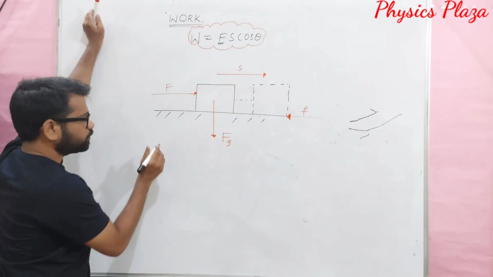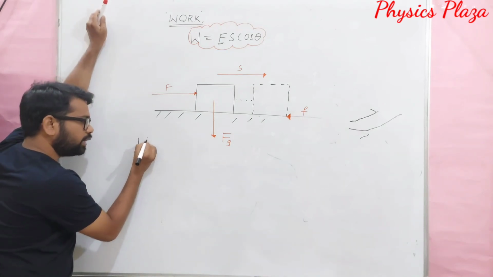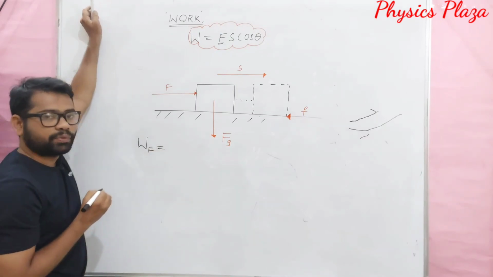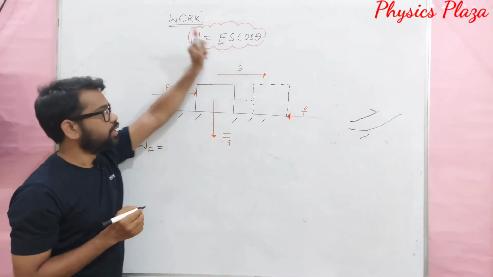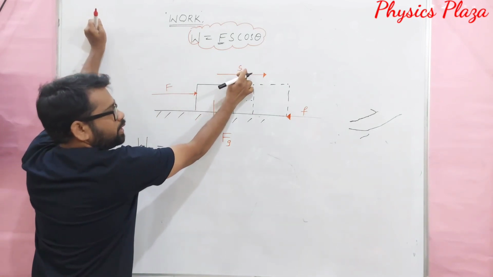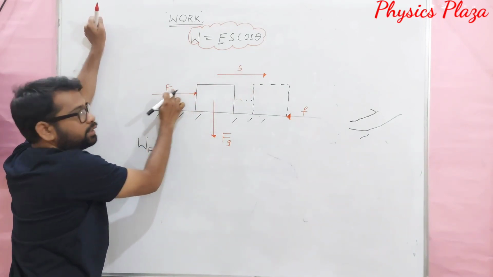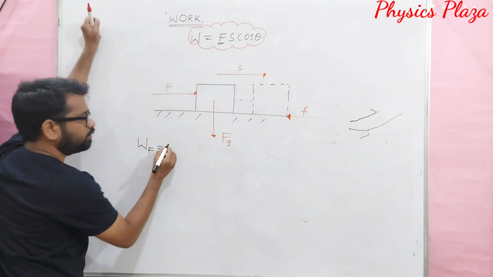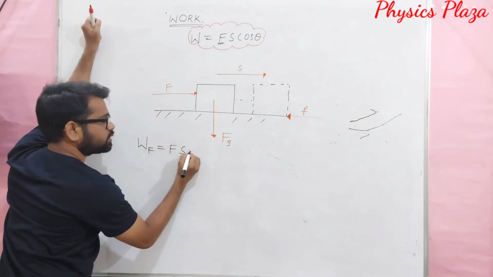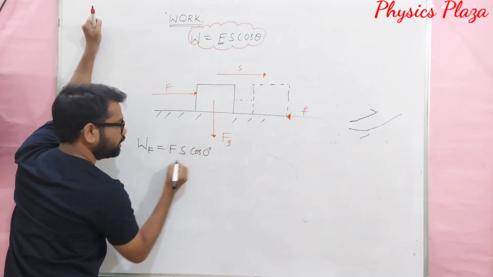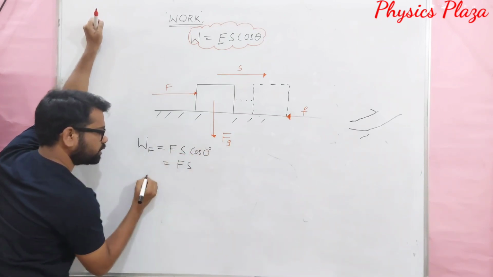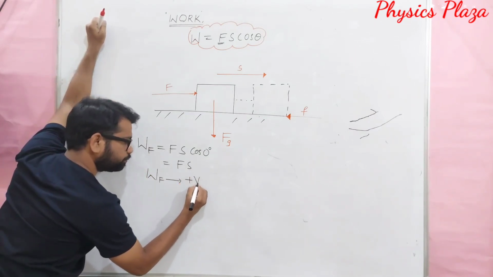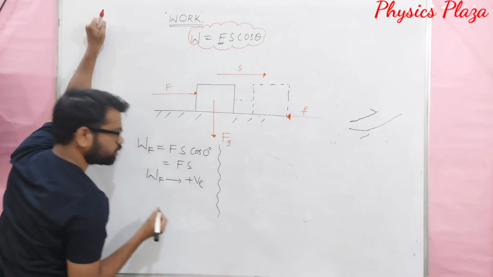Suppose, dear children, now I want to calculate the work done by the external force. So let us take Fs cos theta only. As the body is displaced in the direction of the applied force, theta will be 0. So it will be Fs cos 0 degrees, which is Fs only. So here the work done by the external force is, children, positive.